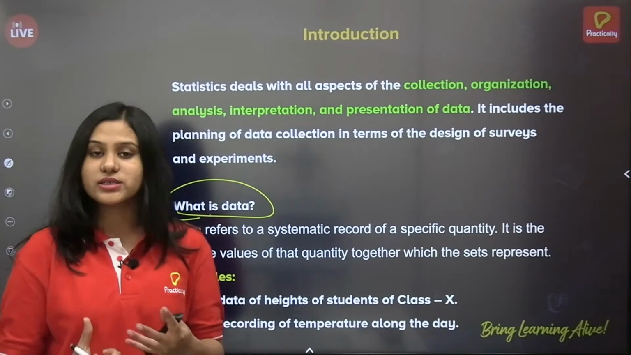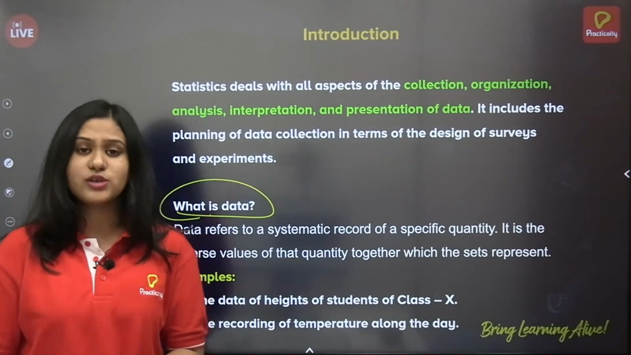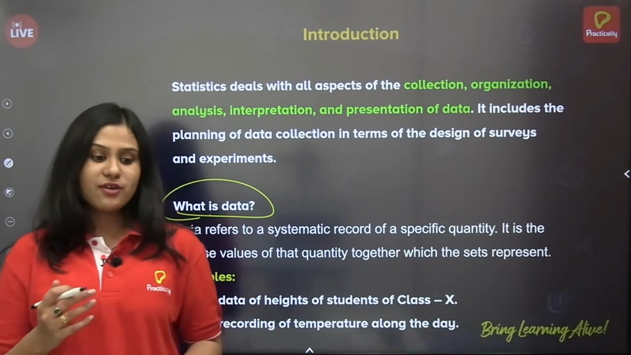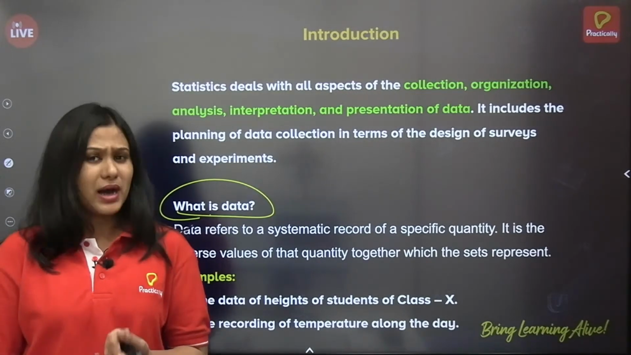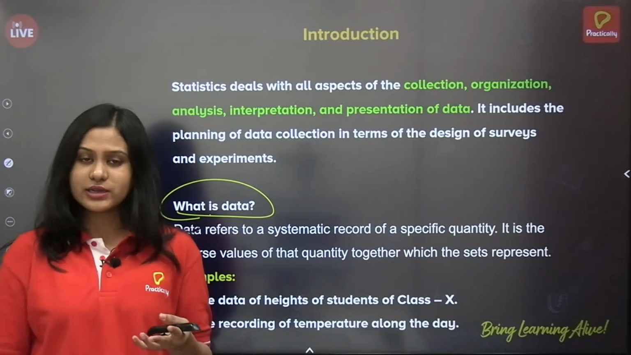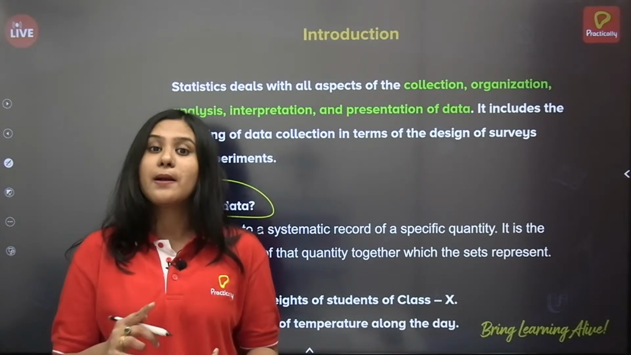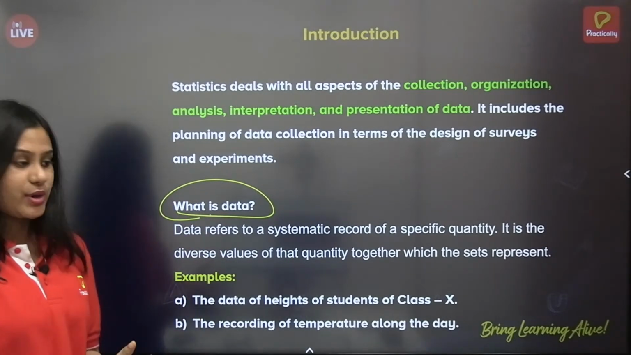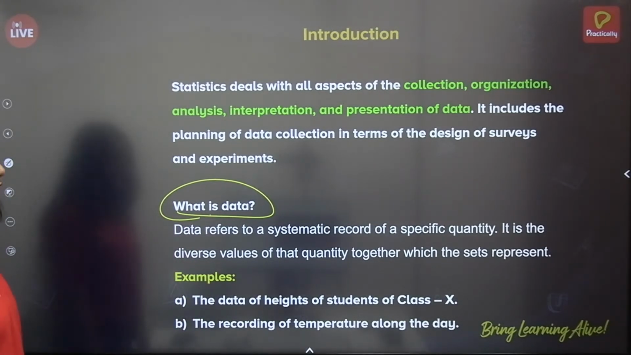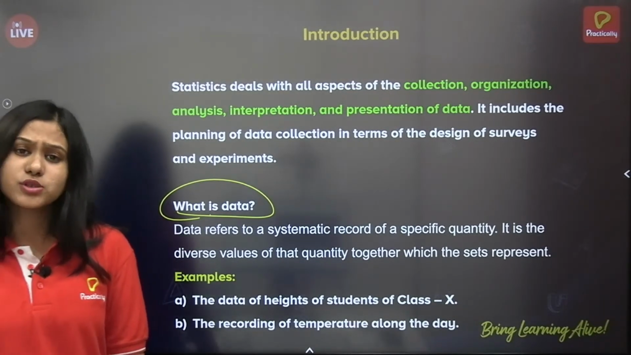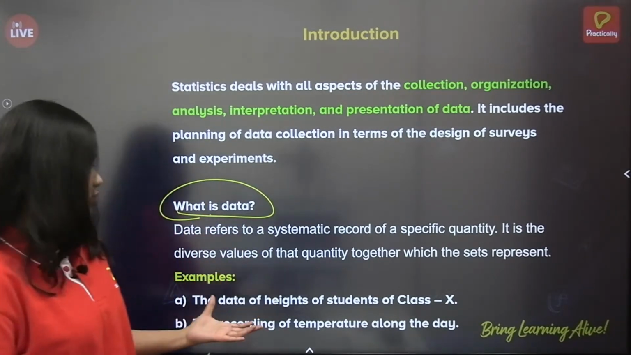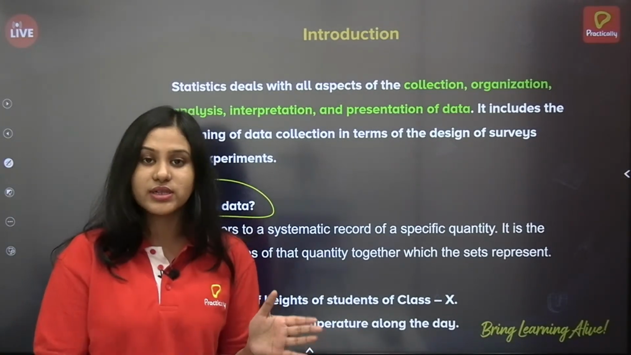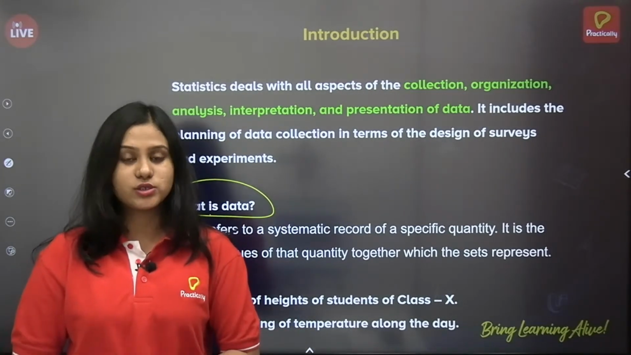So, we collect data, we organize it, we analyze it, correct? What kind of data collection or representation have we been studying? We have been looking at bar graphs, histograms, pie charts, correct? And also the central tendency, that is mean, median and mode. But what is data? Let us check a few examples, okay? The data of heights of students of class 10 is one of the examples of data. If we collect the heights of students of class 10, we will organize it according to class intervals and we can see what is the average height of the students, correct?